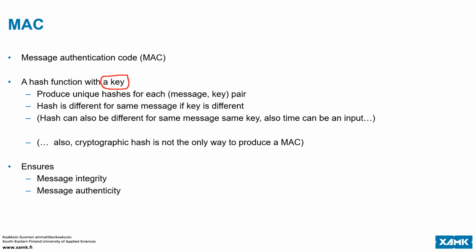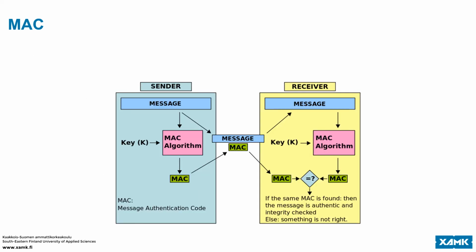Also, it's good to notice that a cryptographic hash is not the only way to produce a message authentication code. As you can imagine, message authentication codes ensure message integrity and message authenticity. So finally, how does a message authentication code work if it has nothing to do with encrypting data?